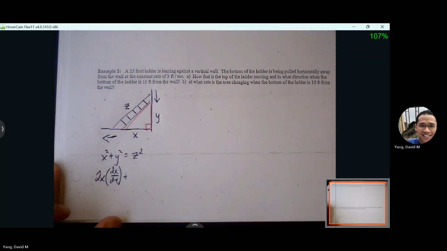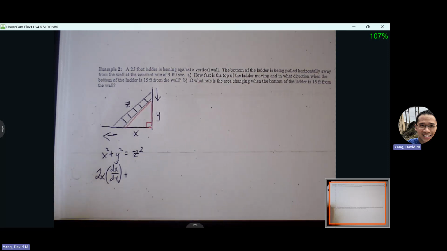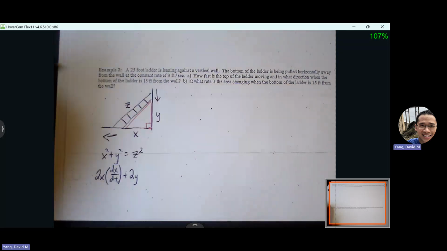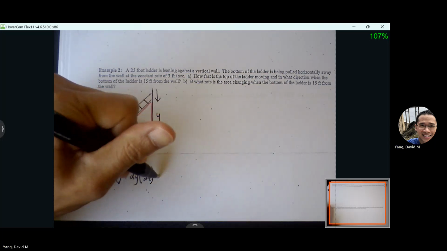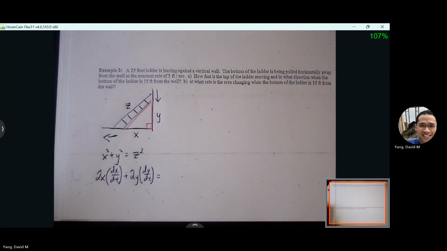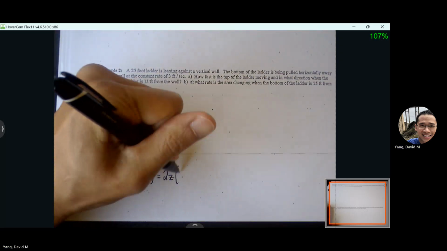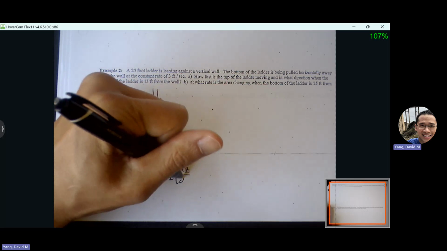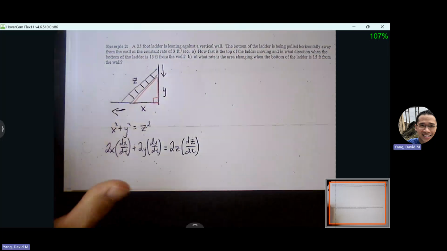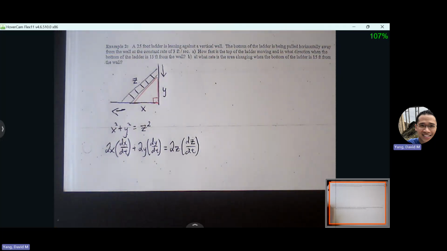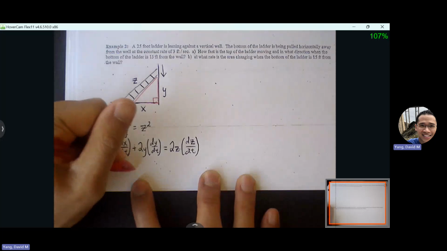Y squared, same process: 2y dy over dt. Z squared becomes 2z dz over dt. Any questions so far?